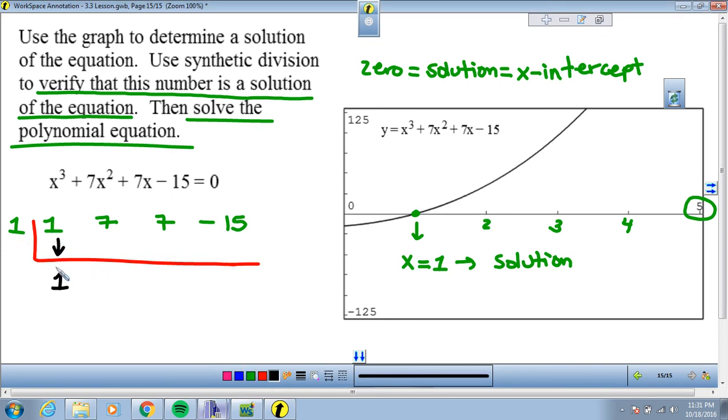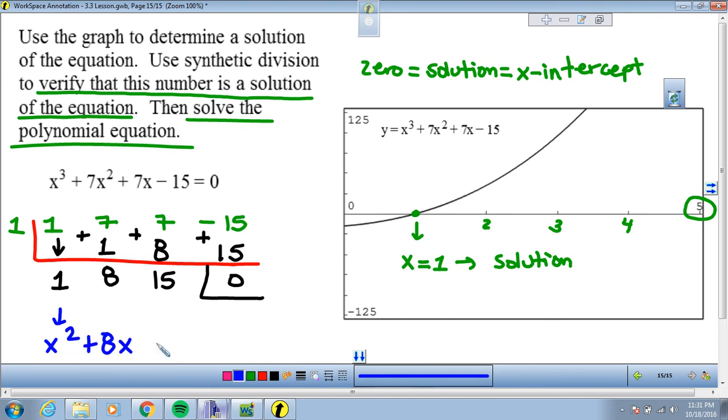So, I bring down this 1. 1 times 1 is 1. This is an 8. 1 times 8 is 8. This is 15. 1 times 15, there you go, 15. And I was adding all these numbers all the time. So we got here a 0. x squared plus 8x plus 15.